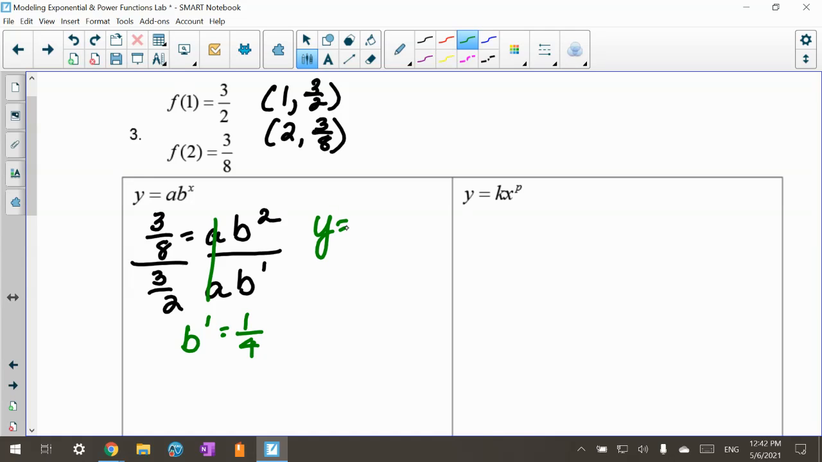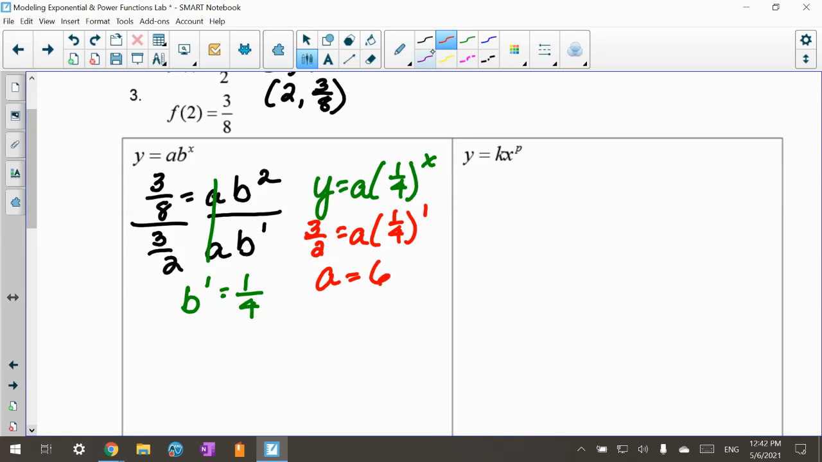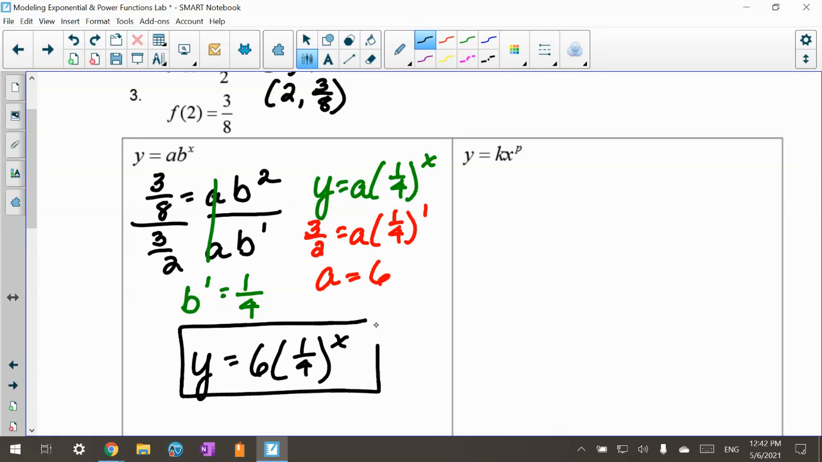So now I have y equals a times 1/4 to the x. So now I'm just going to plug in one of the points. I'm going to use 1, 3/2. So I have 3/2 equals a times 1/4 to the first. And when I divide 3/2 by 1/4, I get a to be 6. So this one comes out nice. This actually comes out to be y equals 6 times 1/4 to the x. So there's my exponential representation of those 2 points.